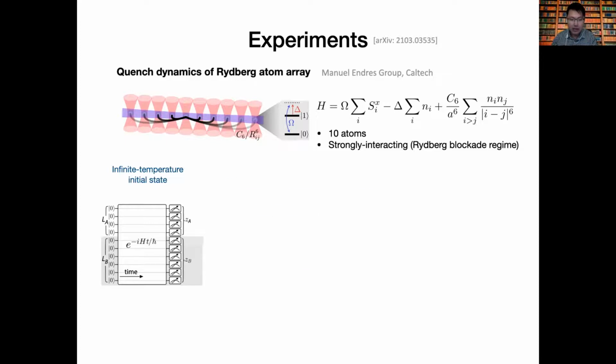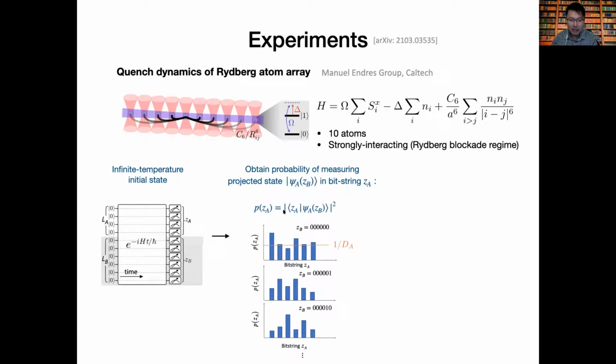So in doing so, what you end up with is the projection of the projected state onto some bit string ZA. For example, if ZB is all zeros, then you might get such a distribution. For a different bit string ZB, you might get a different distribution, and together you can plot, for example, the distribution of the probabilities themselves, or more precisely, compute a histogram of the probabilities. And this is what they see.